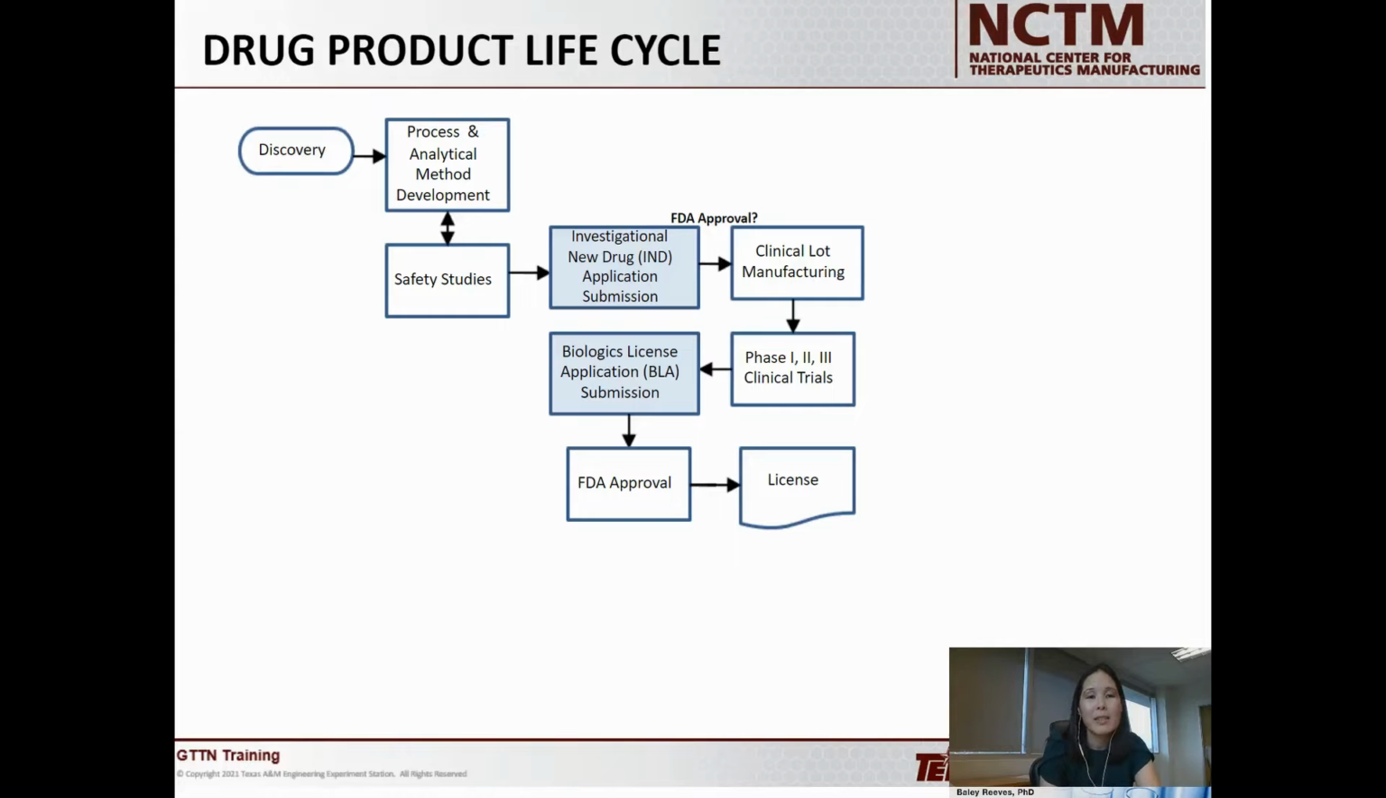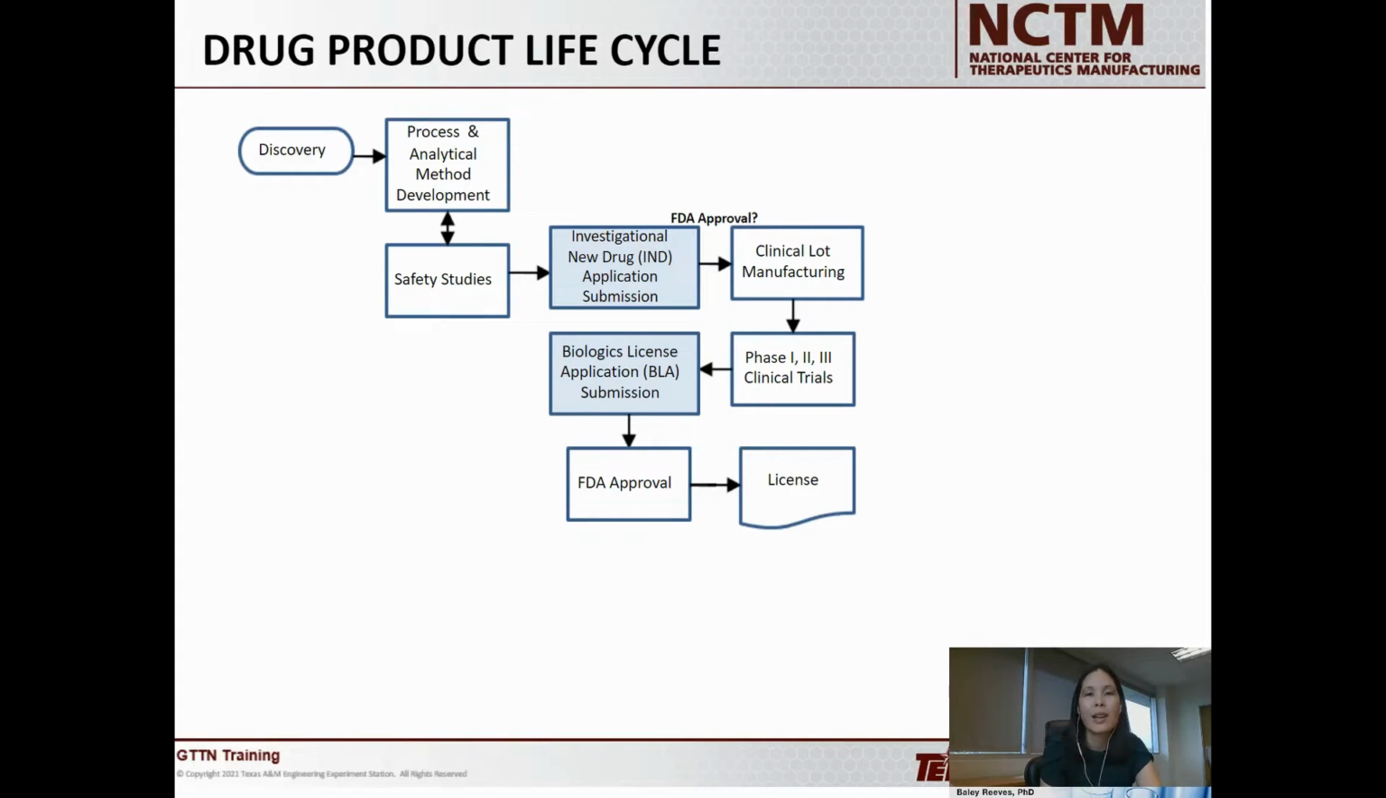So assume that the safety studies look good. A company will file an IND application with the FDA. Basically, it's an application in order to have a company be approved to start clinical trials. If the FDA approves that IND application, the clinical lot manufacturing can begin, and then the clinical trials will be conducted. Clinical trials are split into 3 phases. Phase 1 is really just looking at safety. Is this product safe?